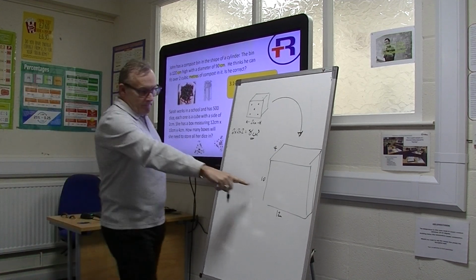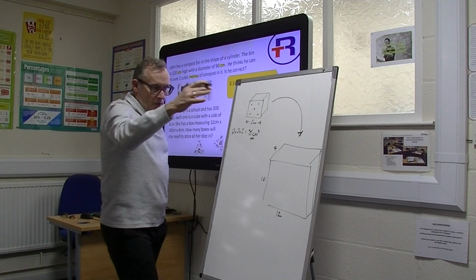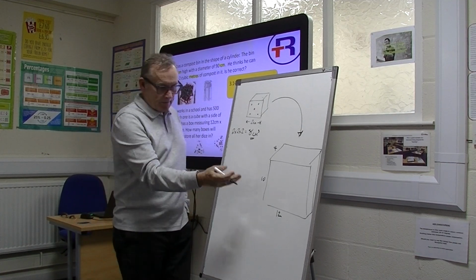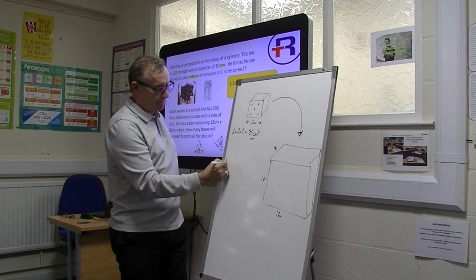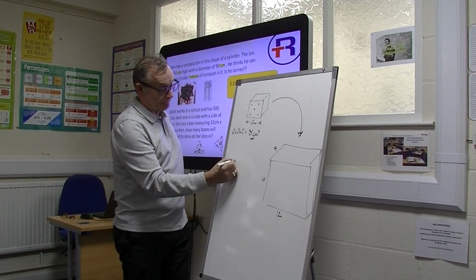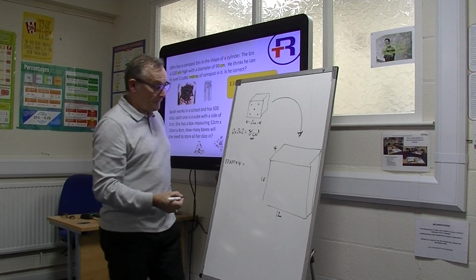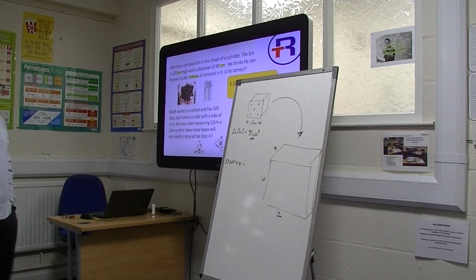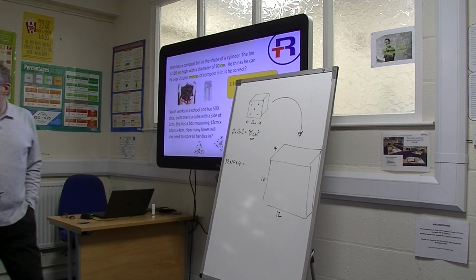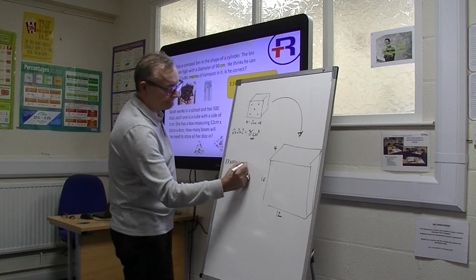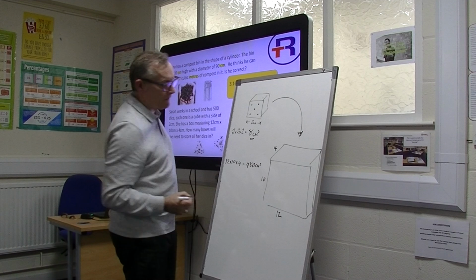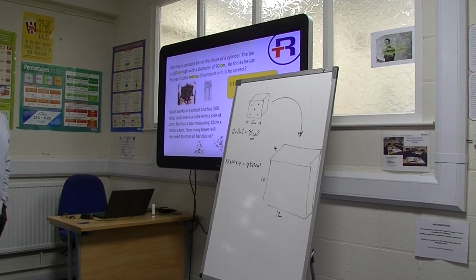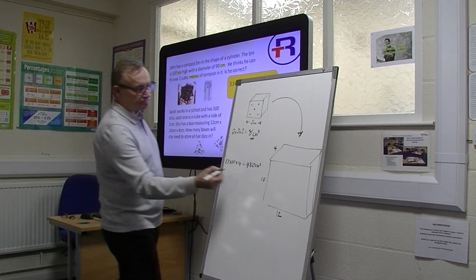Then we've got the box. We need to work out the big box. Length times width times height. Doesn't particularly matter which way around you do the sum. 12 times 10 times by 4, 480. Okay. So far so good.